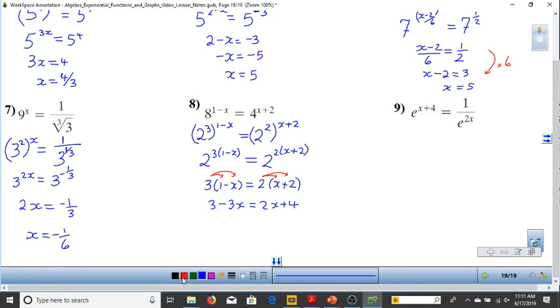I'm going to subtract 3 from both sides and subtract 2x from both sides. So that means negative 5x is equal to 1. So x is equal to negative 1/5.